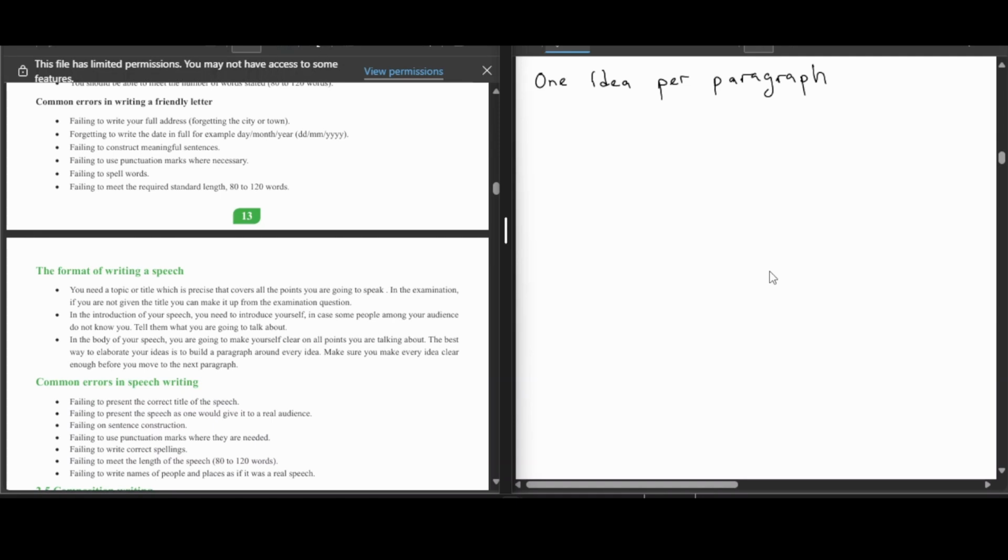The format of writing a speech, that's going to be the content of our next lesson.